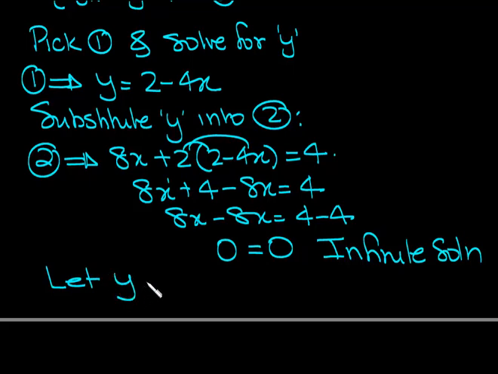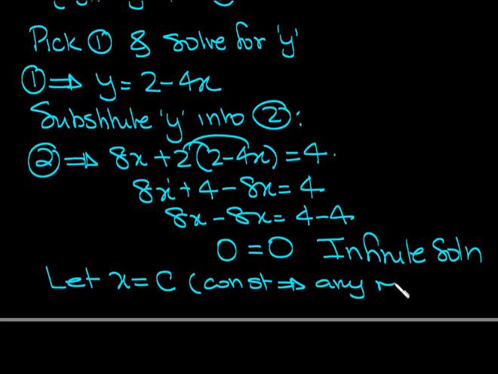Okay. So in this case, we were trying to solve for x, right? So let's set x to some constant c, where c is a constant, which implies any real number in this case. Now the reason why I set x to a constant, because I was solving for x, so I set that to a constant because there was no way to solve for x.